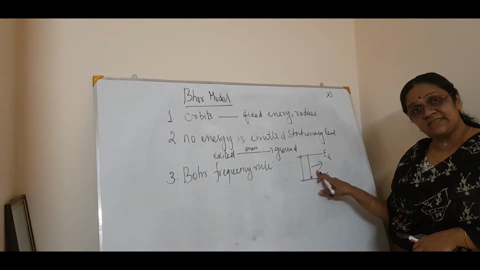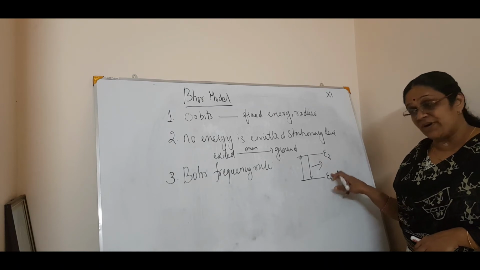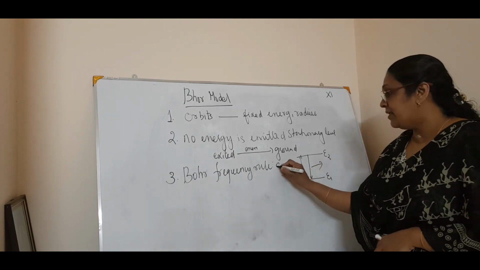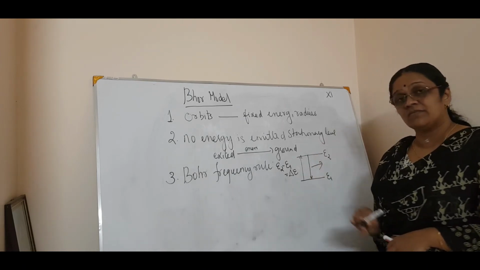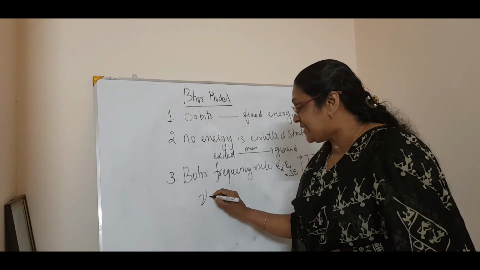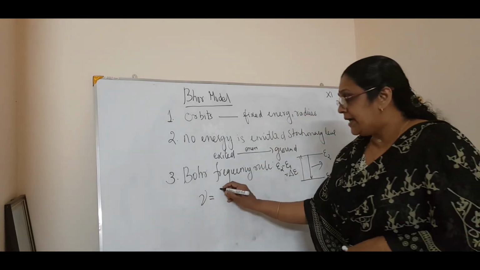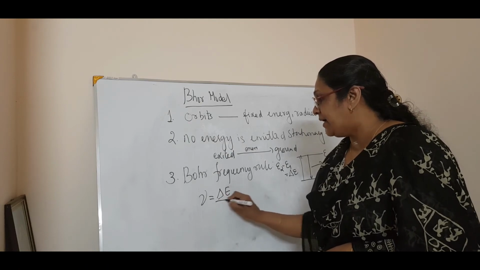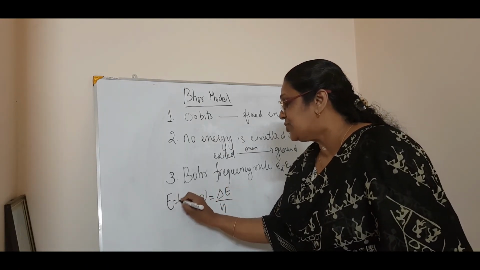In that case, we can say E2 minus E1. What is E2 minus E1? E2 minus E1 we will call the difference in energy. Correct? Then we can say the frequency of radiation, nu, is equal to delta E by h. How did you get it? Simple. E is equal to h nu.